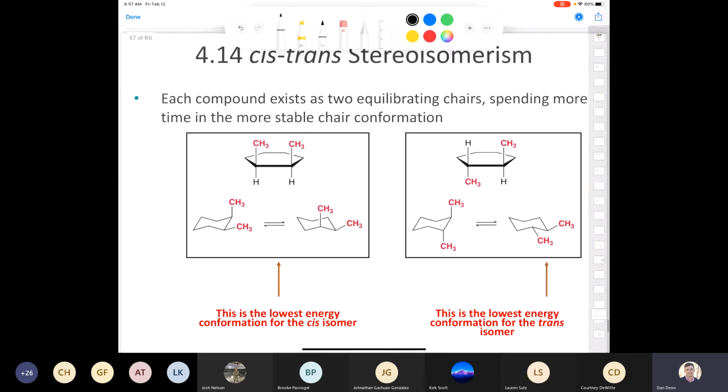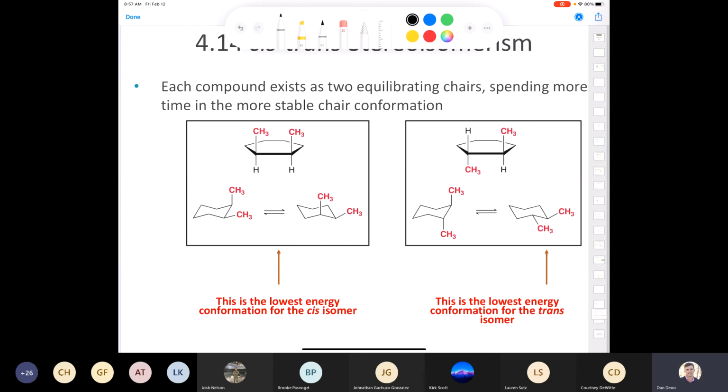Okay, each compound has two equilibrating chairs. If you look at the cis, and this is really interesting, you have the cis-1,2-dimethylcyclohexane. Either way you slice it, whenever you flip the ring, you've got one axial and one equatorial. No matter what you do, you can flip it till the cows come home. You just keep flipping it for days. You're always going to have one methyl axial, one equatorial. But look at the trans. The trans is way more interesting.